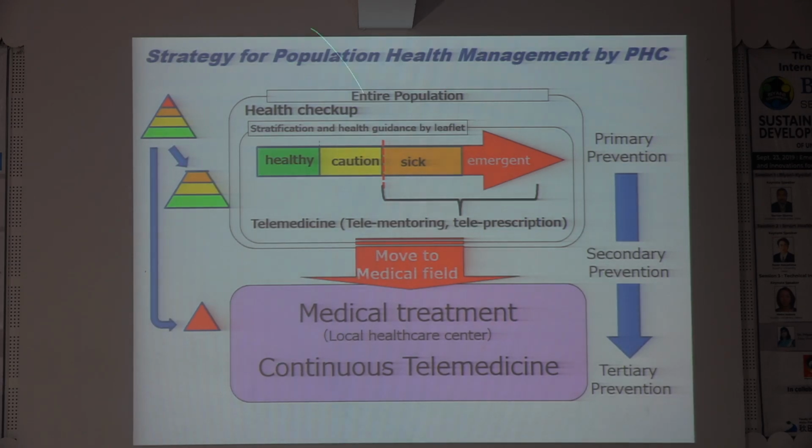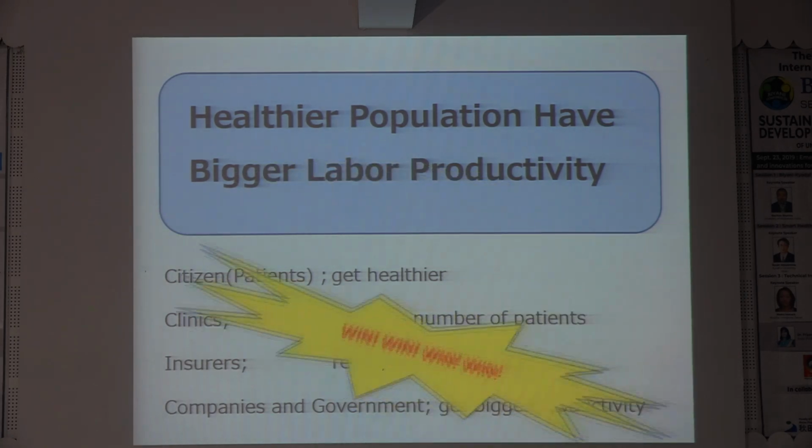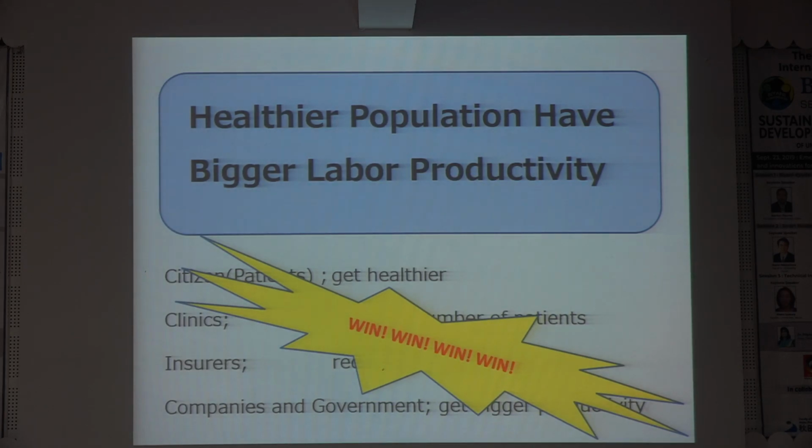So same as Japan. So this is a strategy for population health management by PHC. Okay? So this is all the same. But only this is different: telemedicine. We use telemedicine for this kind of PHC model. And please remember this. A healthier population has bigger labor productivity. So citizens get healthier and clinics increase the number of patients, not serious patients. But insurance reduces medical costs to avoid serious complications. And company and government get bigger productivity. So this is a win-win model. So this works very well.